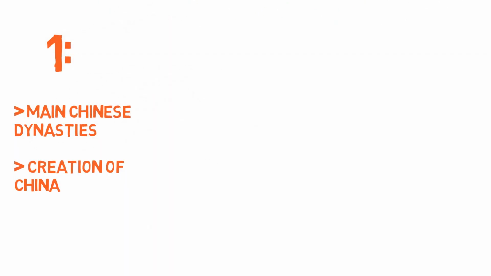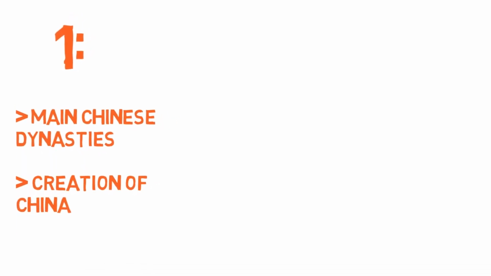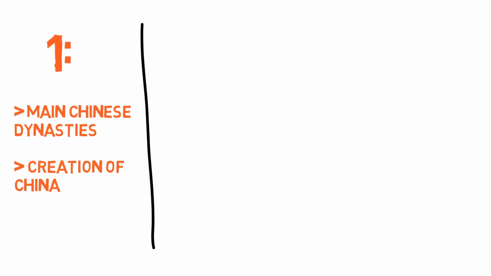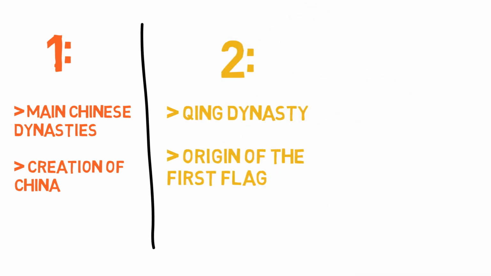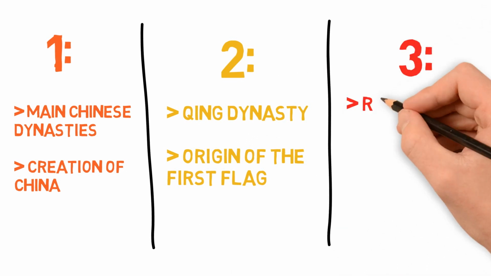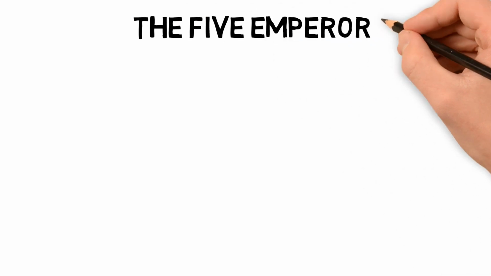First, I'm going to talk about the main Chinese dynasties since the creation of China. Then, I'm going to focus on the Qing dynasty as the origin point for the first official national flag. And then, I'm going to look at Republican China and Communist China and how we got the current flag. So, let's get started. To begin with, we have the 5 emperors.